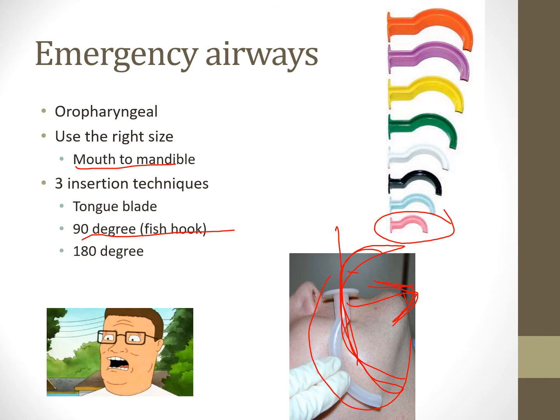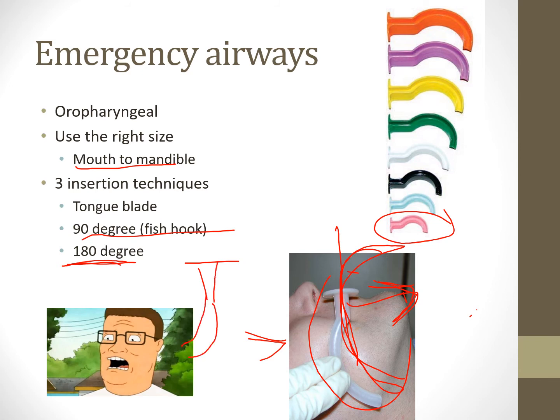And then there's the 180 degree. This was my preference as a practitioner, right? And we'll practice all these. I want you guys to practice all these. The 180 degree says we're going to actually insert this tip upside down. So instead of doing it this way that you see here in the picture, I'm going to insert it backwards. So here's my tongue blade, and then it's actually going anterior.